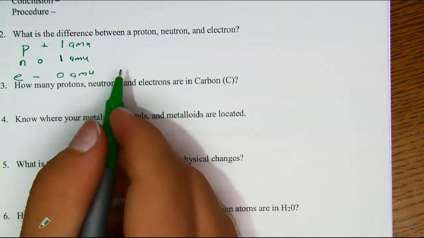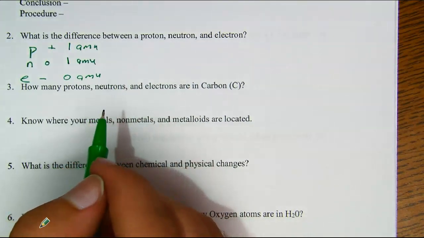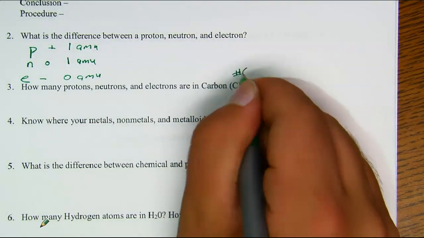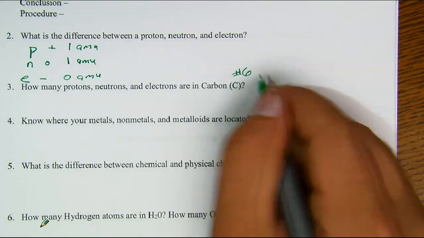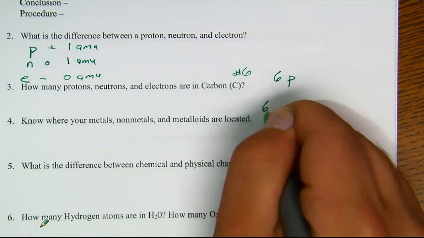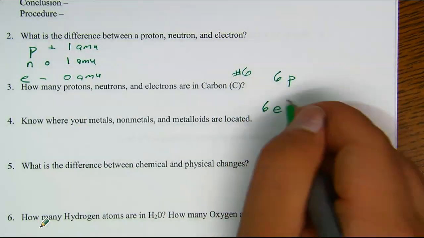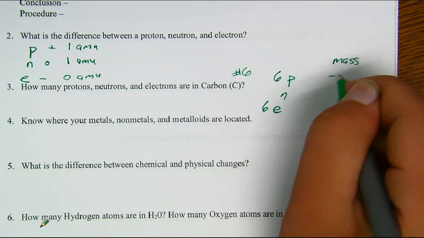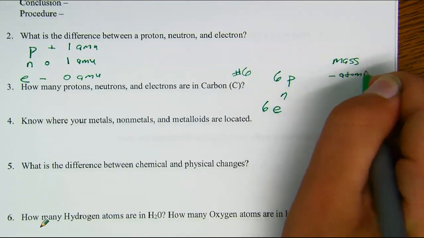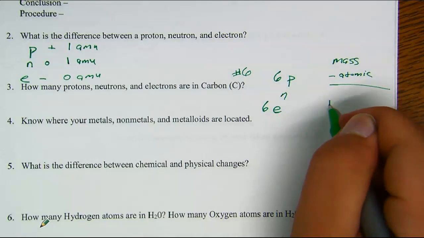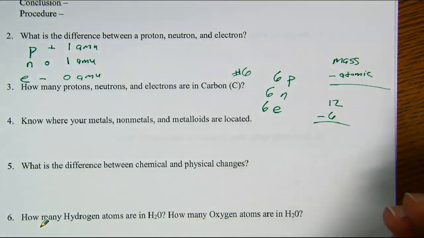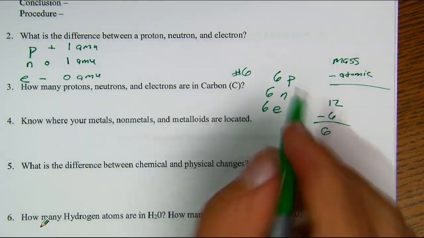Next question, number 3, says how many protons, neutrons, electrons are in carbon? Well, carbon is number 6 on the periodic table. That 6 means there are 6 protons, 6 electrons. But now I have to find my neutrons. To find neutrons, you're going to take the mass minus the atomic number. So the mass of carbon is 12. The atomic number is 6. So that ends up being 6 neutrons. So there's your answers.